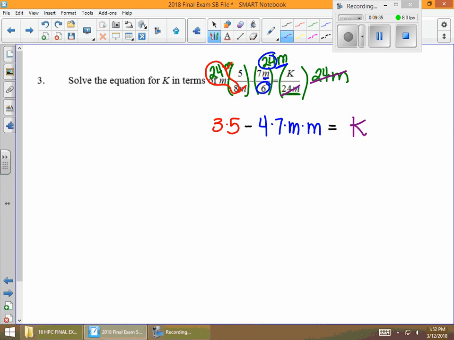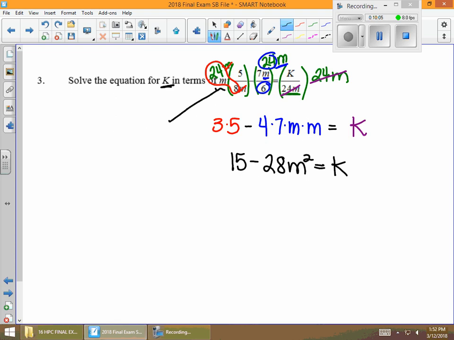So if you need to pause and play that back, I think that was kind of a lot in one step. Make sure you're just doing the division, 24 divided by 8, 24 divided by 6, canceling m's where you can. And now we're just going to make our answer pretty. 3 times 5 is 15. 4 times 7 is 28. m times m is m squared. I have k.